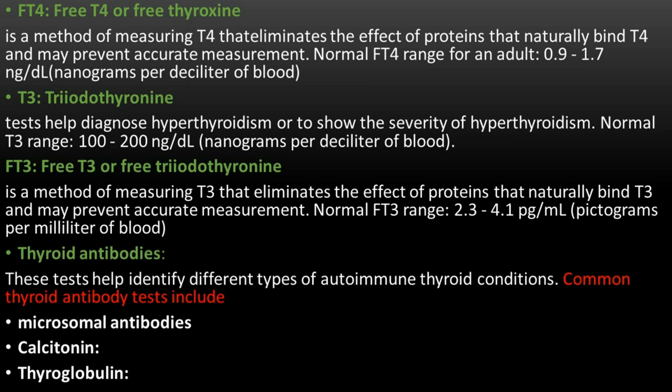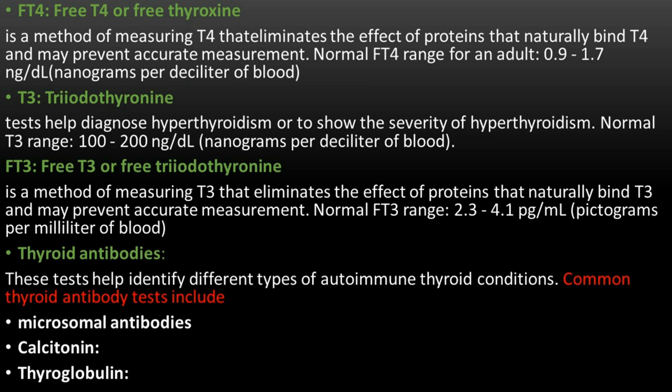T3, triiodothyronine tests help diagnose hyperthyroidism or to show the severity of hyperthyroidism. Normal T3 range, 100 to 200 ng/dl, nanograms per deciliter of blood. FT3, free T3 or free triiodothyronine is a method of measuring T3 that eliminates the effect of proteins that naturally bind T3 and may prevent accurate measurement. Normal FT3 range, 2.3 to 4.1 pg/ml, picograms per milliliter of blood.